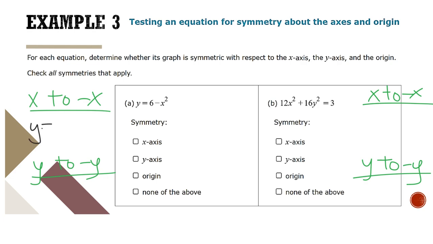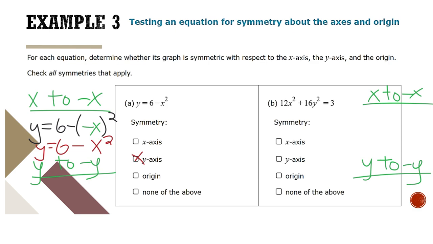So we have y is equal to 6 minus, and then we put in that negative x here. And we get y is equal to 6 minus, well, if I square negative x, negative x times negative x gives me positive x squared, which is back to that. So notice how this is identical to that, which tells us it is that y-axis symmetry. So again, this is for the y-axis, so we have y-axis symmetry.